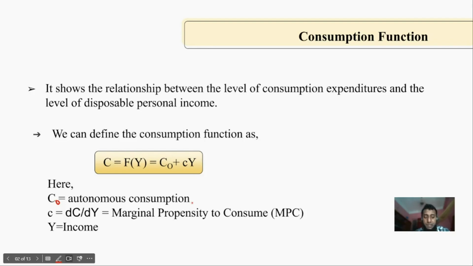This means that even if a person has no earning, they still need to consume essential goods like food, shelter, and medical care. Here, small c equals dC by dY. It is called marginal propensity to consume, short form MPC. MPC shows how much consumption increases with additional income. Here, Y represents the income.